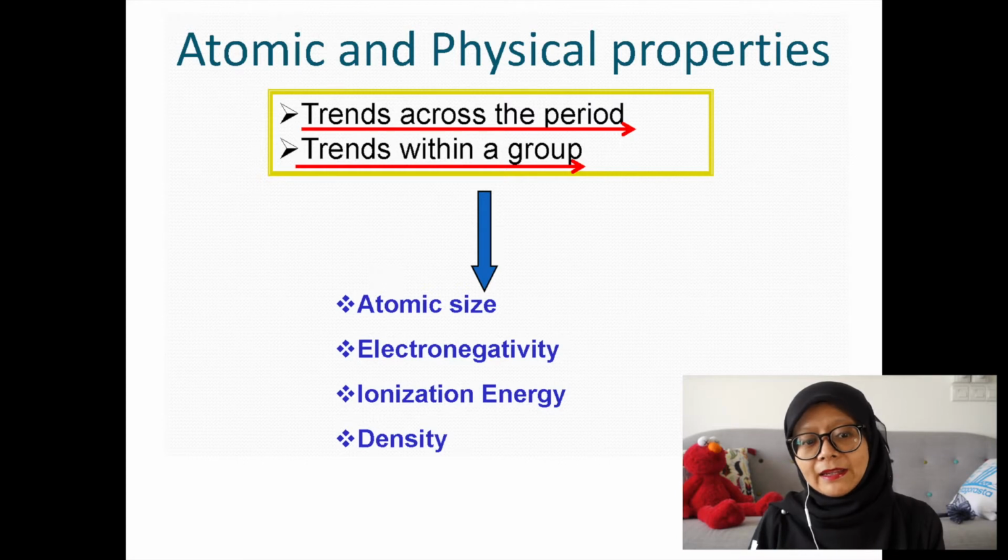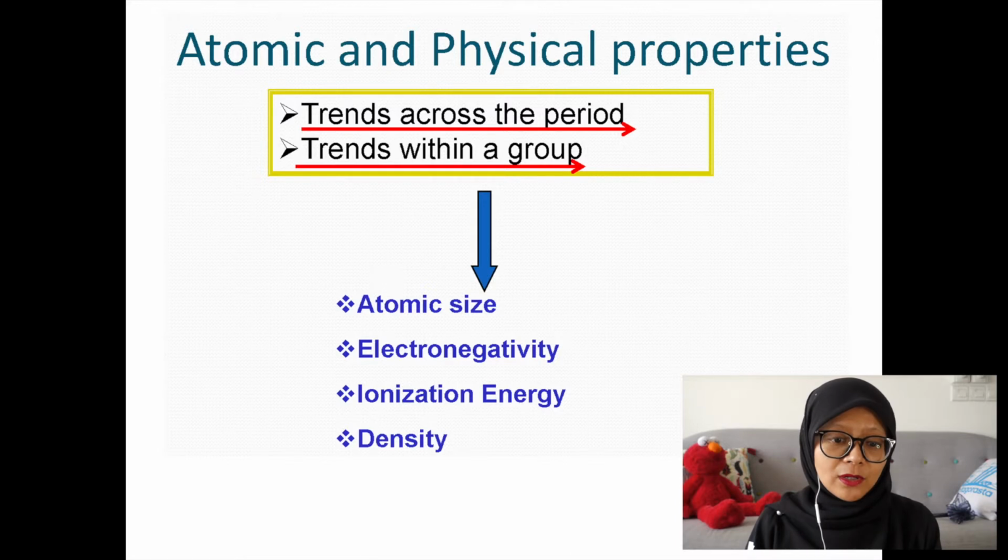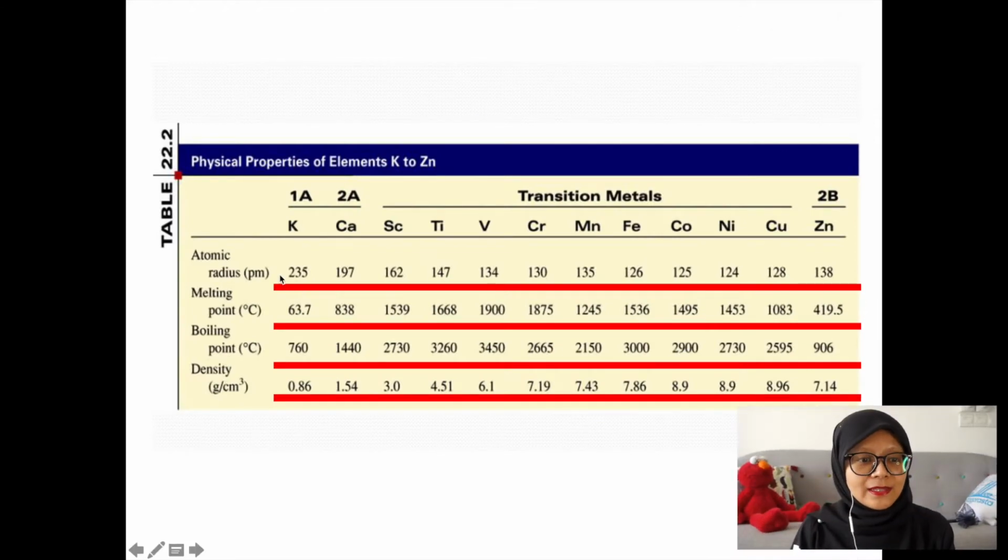There are 4 things that we need to discuss here: atomic size, electronegativity, ionization energy, and also density. As you can see, this is table 22.2, which shows you the physical properties of elements from potassium to zinc. Here we have atomic radius, melting point, boiling point, and also the density. So what happens to the transition metal trends across the period?